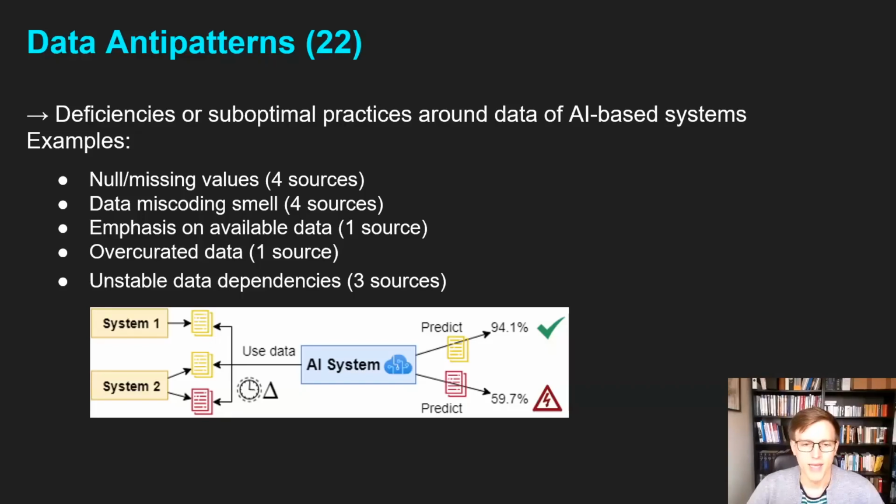A more complex antipattern in this category was unstable data dependencies. Here, our AI system uses data from external systems or components that may change over time. And if this data changes, if it is unstable, this may have a significant effect on our prediction quality if it is used, for example, to compute features.